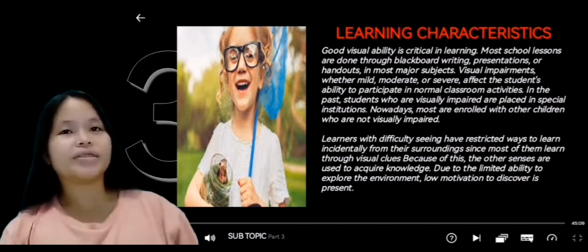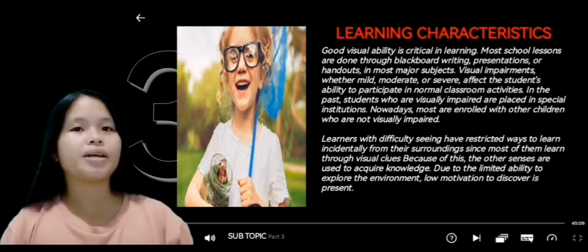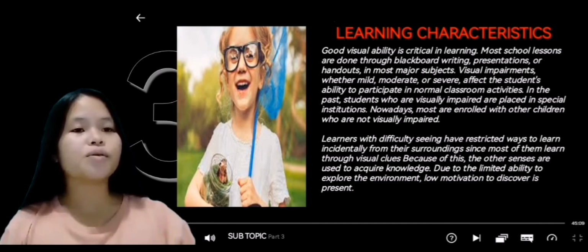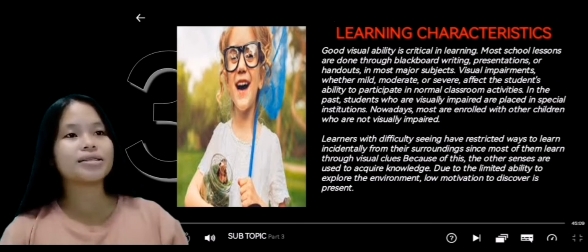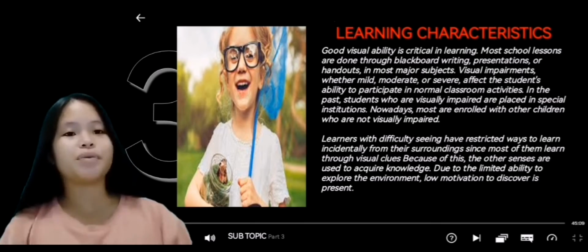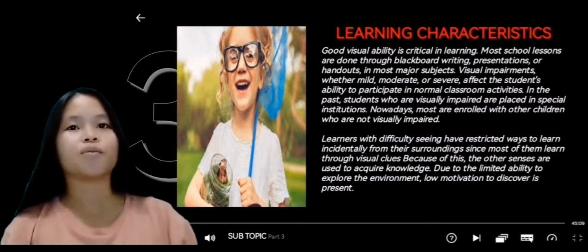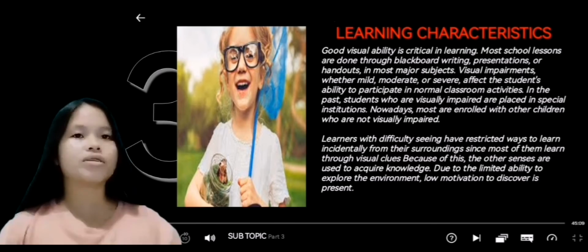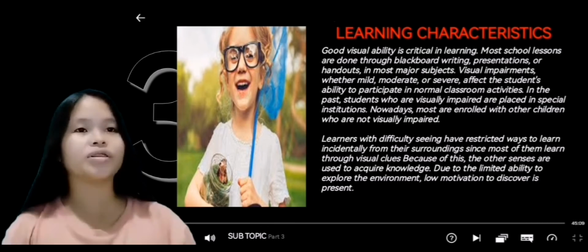So I believe that visual ability plays an important role to us students, especially in learning. Through our sense of sight, we can see what is being discussed during our classes. But having visual impairment would hinder the students from coping with learning.